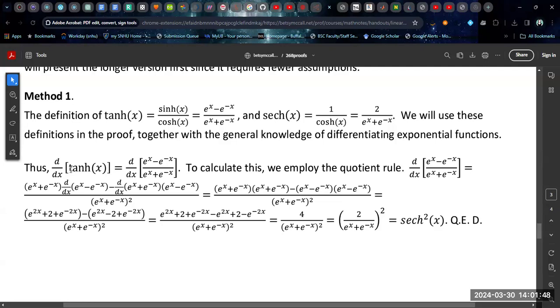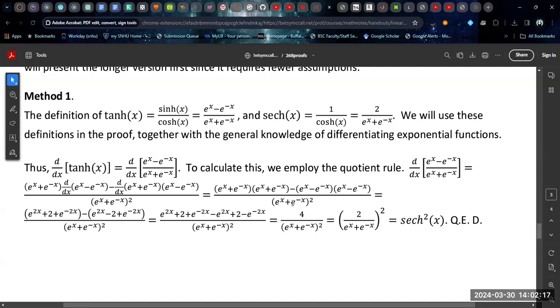So I'm going to replace hyperbolic tangent with this, and then I will need to employ the quotient rule. So notice I wrote this down. I didn't just jump to the next step. So here, again, I'm being very careful. The derivative of the top, the bottom times the derivative of the top minus the derivative of the bottom times the top. And then I actually do the arithmetic with the bottom squared here.